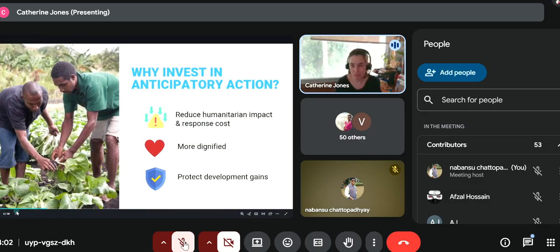Now, why is it important to invest in anticipatory action? Various governments I've spoken to and communities across the region have had 3 key reasons that have come up. It can reduce humanitarian impact and response costs. This is massive for governments in particular. They're very focused on this kind of saving of economics and costing.